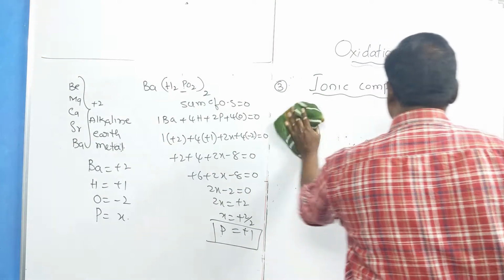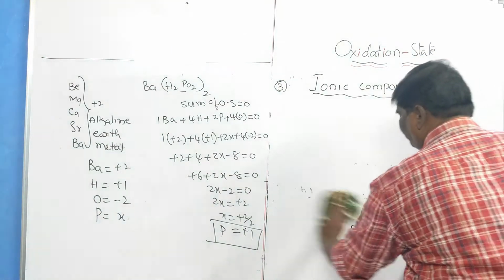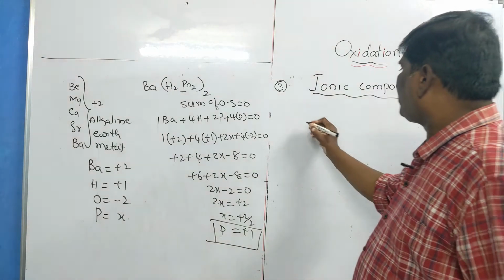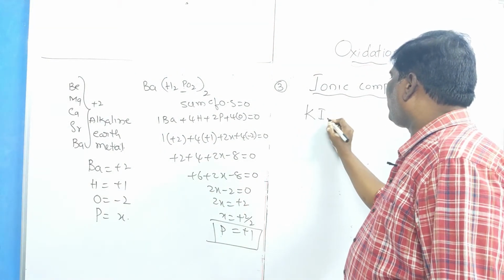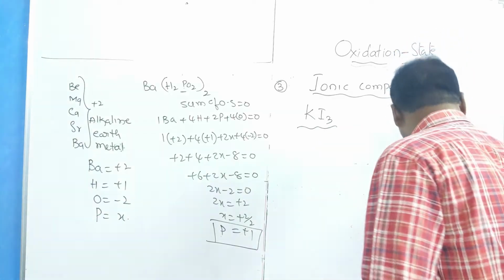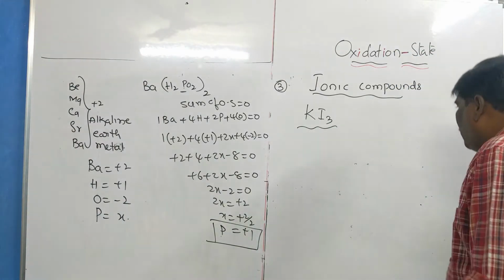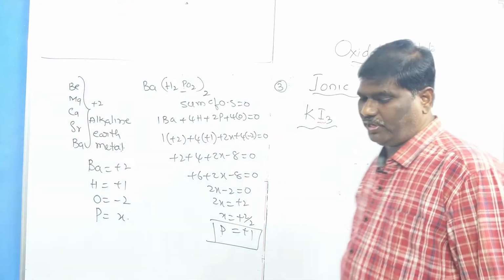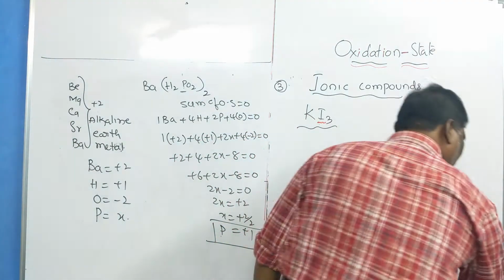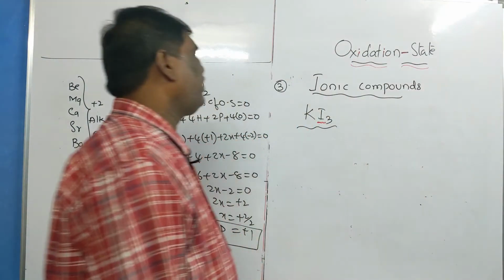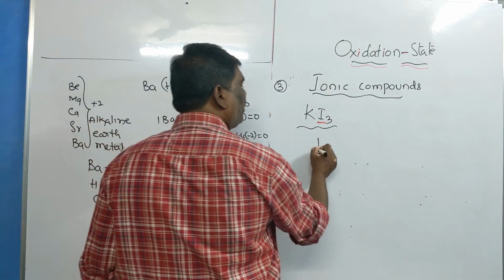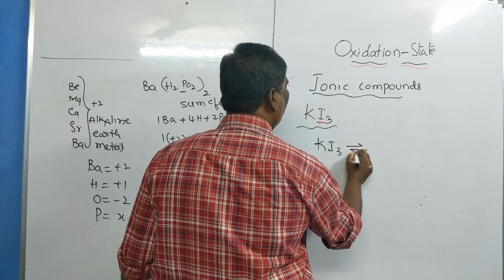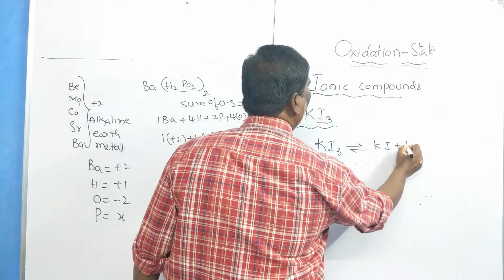This is the most asked question in the examination. The next example is the KI3 complex. In this one, we are asked to find out the oxidation state of iodine. Now, how can we calculate that? You know, KI3 is split into KI and I2.